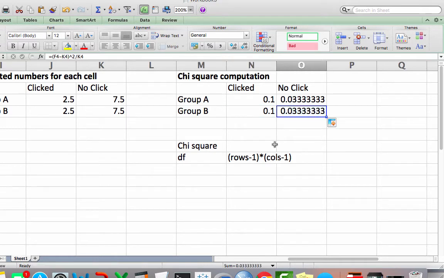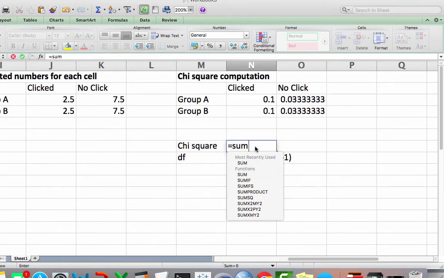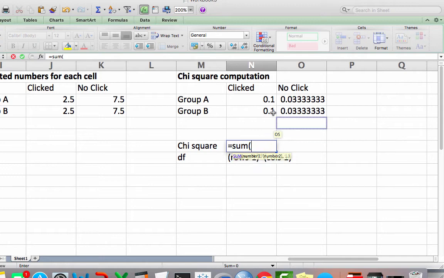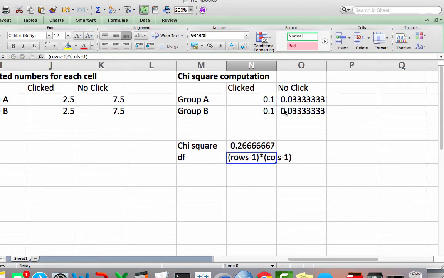Okay, and now we can actually compute the chi-square, and the chi-square is very simple to compute now that we have those numbers. We just add up all 4 of these numbers, all the different cells, and we have a chi-square value of 0.26666, etc. And just like with the t-test, the chi-square has degrees of freedom associated with it.